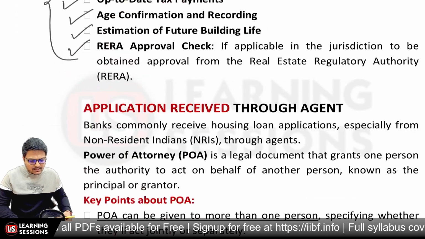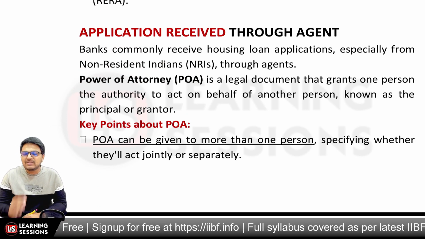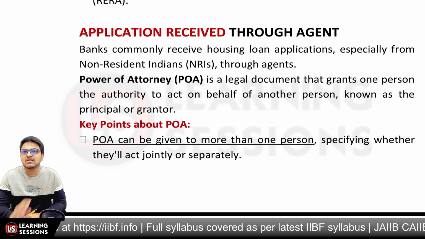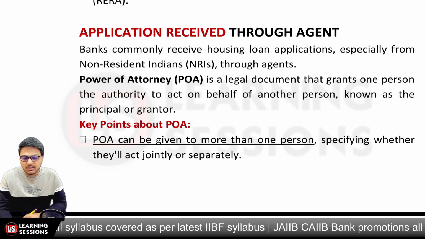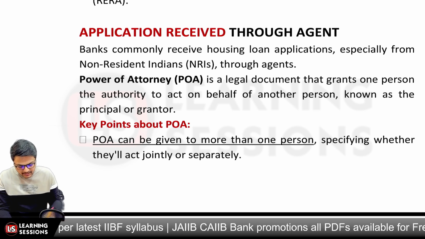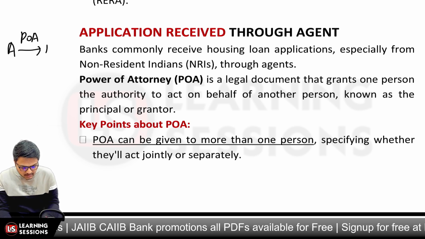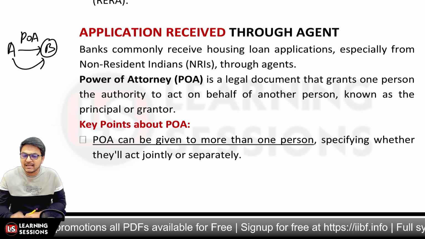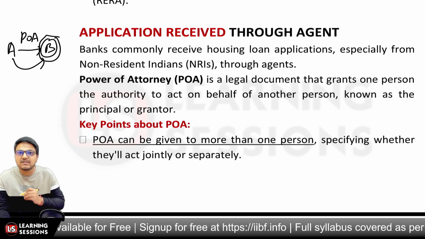Next, applications received through agents. Banks commonly receive housing loan applications from NRIs, especially through agents only. In that scenario, a power of attorney can also be used, because a power of attorney is a legal document. Say person A gave power of attorney to person B. Person A has granted person B the authority that person B can act on behalf of person A.